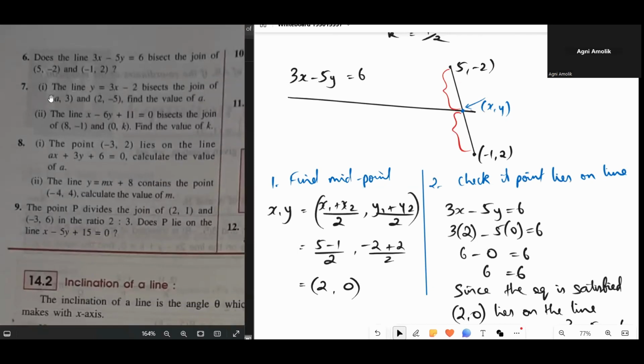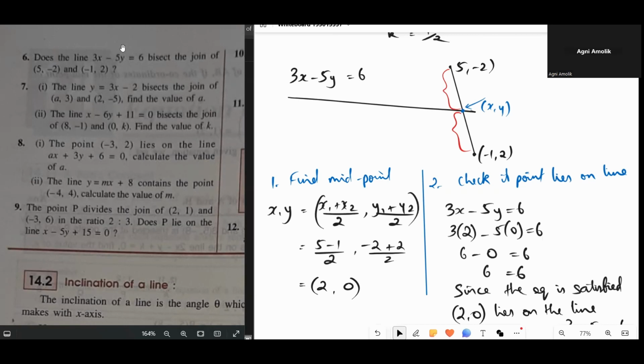Look at 7-1. The line y is equal to 3x minus 2 bisects the join of these two points. Again, what is it? Same, right? Same as this. So you find the midpoint of this. But here they're saying you have to find A. So what do you do here? Just the midpoint. Bisects means middle, so midpoint only, not the section formula. But A also.